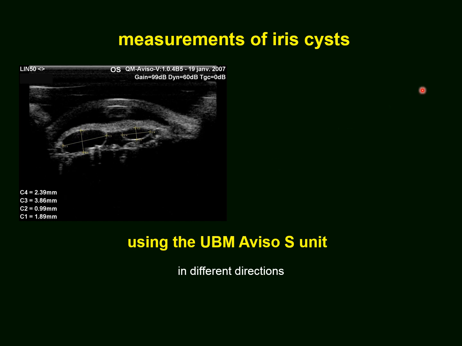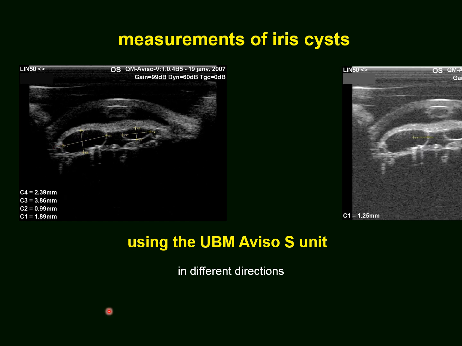And finally, measurements of iris cysts, here with the UBM Aviso unit with the B-scan, can be measured in all different directions, here sagittal and more frontal.